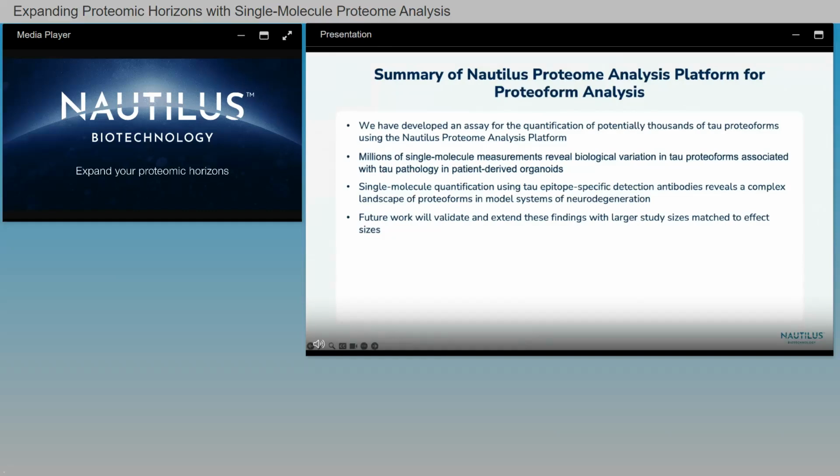And what we're really excited about in the future is both validating and extending these findings with larger study sizes that are appropriately matched to effect sizes, but also going further with even more different model systems, perturbations, time points, etc., as well as potentially looking at additional sites and maybe ultimately different proteins as well.